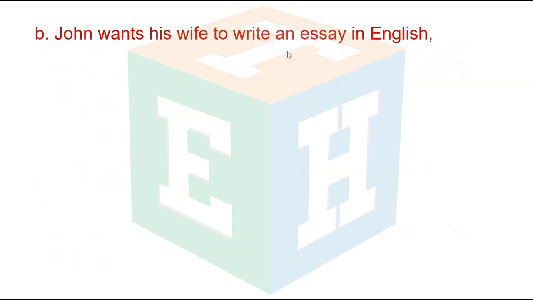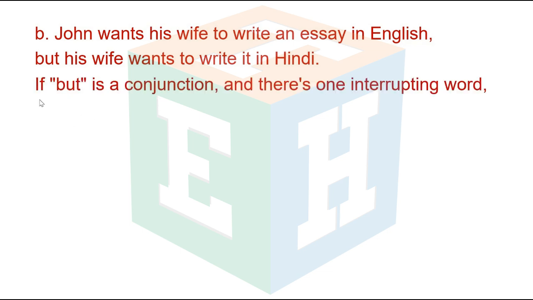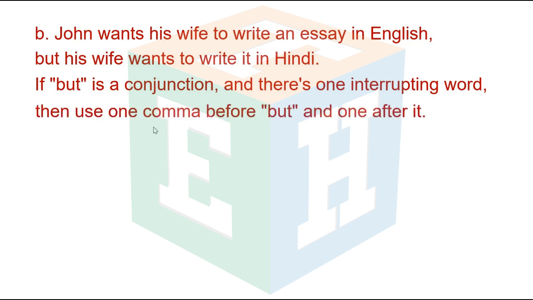B, John wants his wife to write an essay in English, but his wife wants to write it in Hindi. If but is a conjunction and there's one interrupting word, then use one comma before but and one after it.